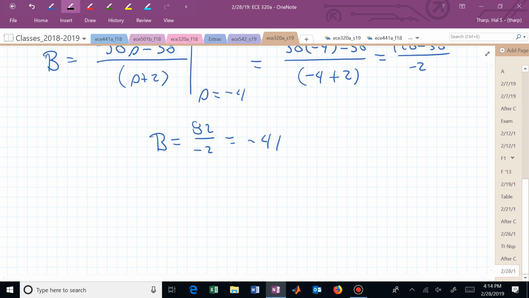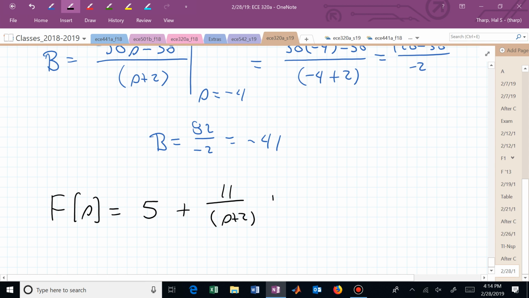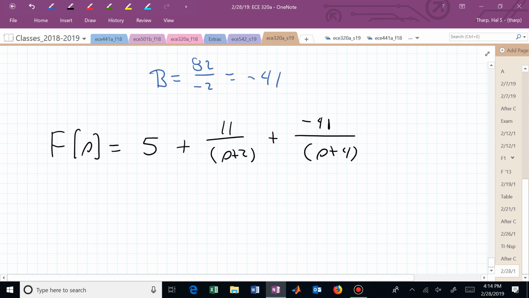So that now capital F of s, we don't want to forget that we've already done a long division. It's now 5 plus 11 over s plus 2 plus minus 41 over s plus 4. What do we have for the first term for our time domain expression for little f of t? Do we just have a 5? No, that actually comes in looking like an impulse, scaled by 5.